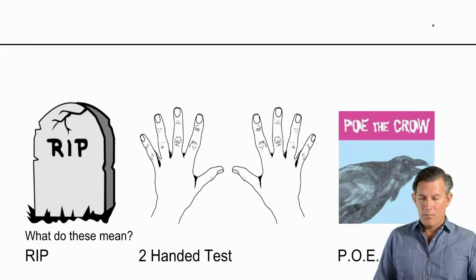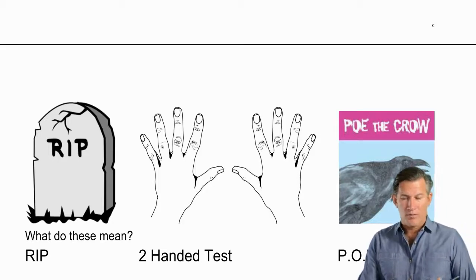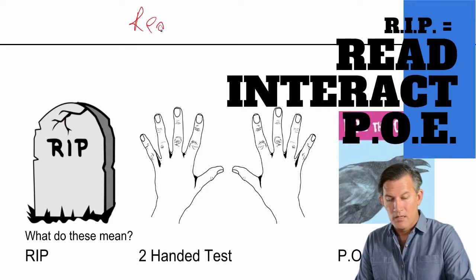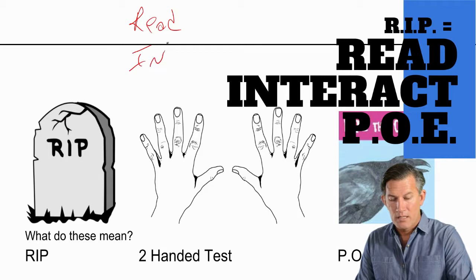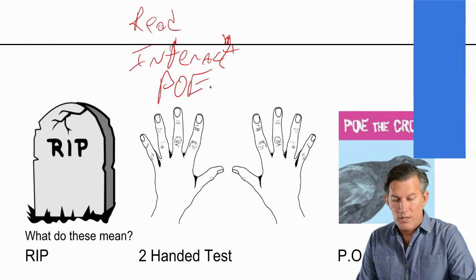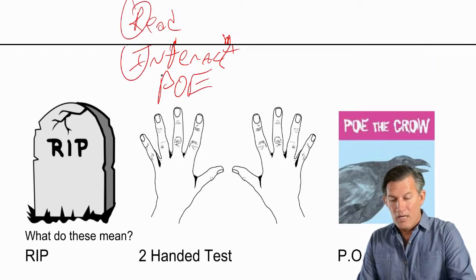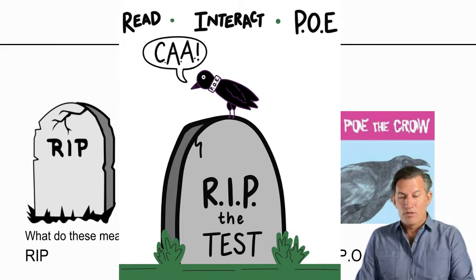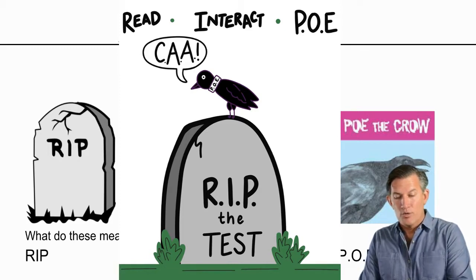I'm coming back to some of the concepts we've already covered. RIP means not rest in peace. It means read, interact, and then do process of elimination. Process of elimination, okay? RIP. Do not rest on the test. Be very active. So the strategies are the things you can do with your pencil.